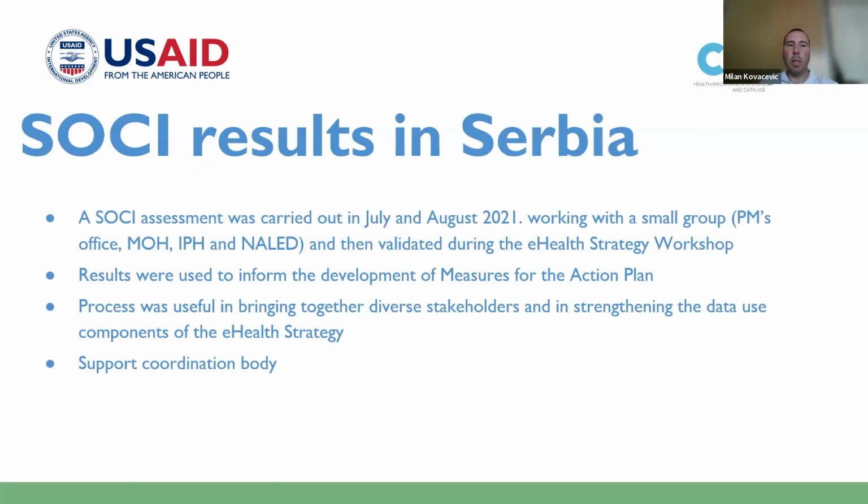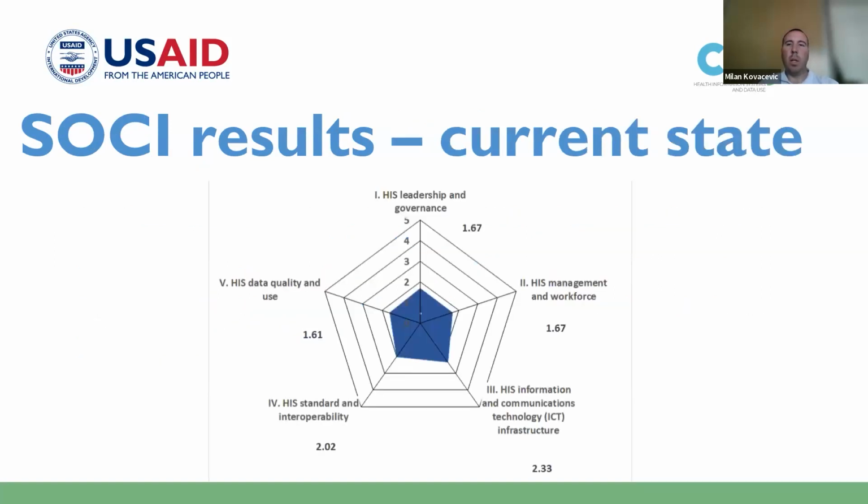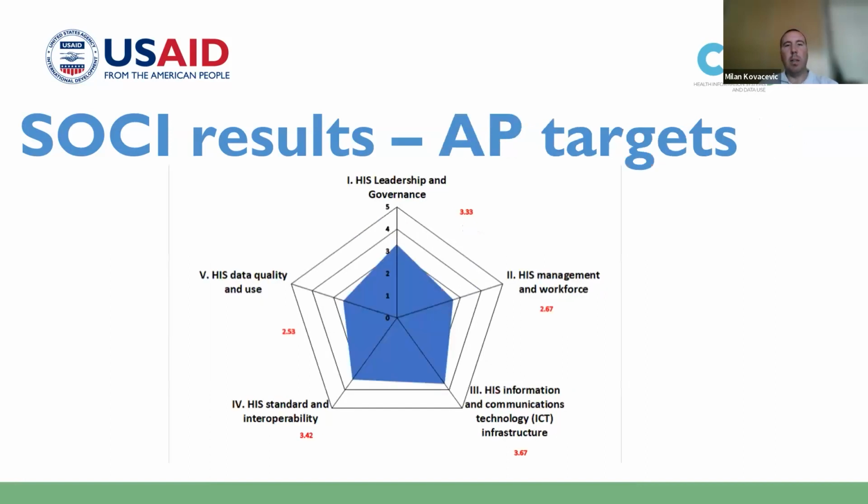SOCI results in Serbia are shown on this slide. I won't spend too much time on this slide, and the next two slides show the spider chart where you can see what the current state was back in 2021 after we did the SOCI assessment in Serbia. And this slide is showing what the action plan targets should be. So after we adopt the 2-year action plan, those were the expectations to have those numbers after implementation of the action plan.